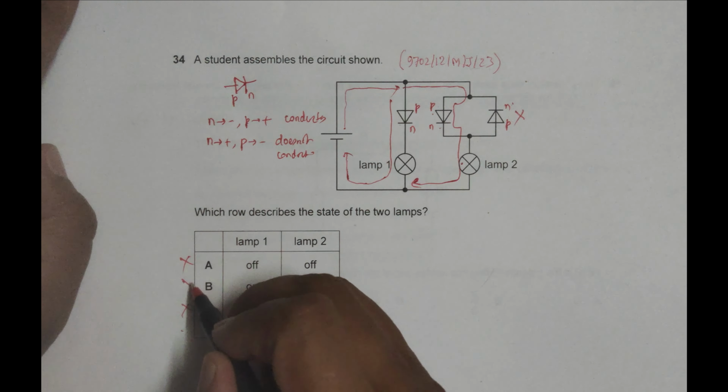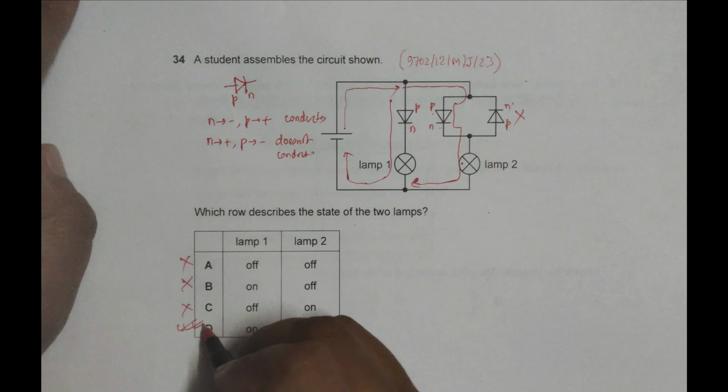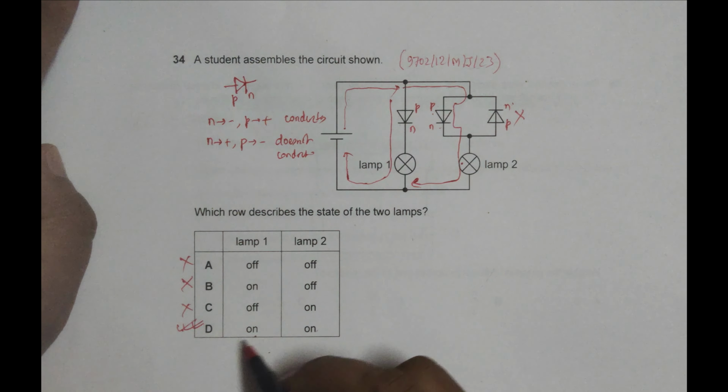So this choice is wrong. This is the correct choice. So lamp 2 on, lamp 1 on. Correct choice.